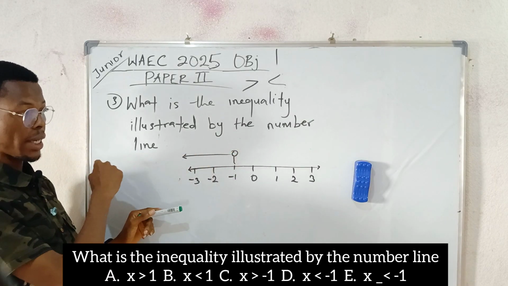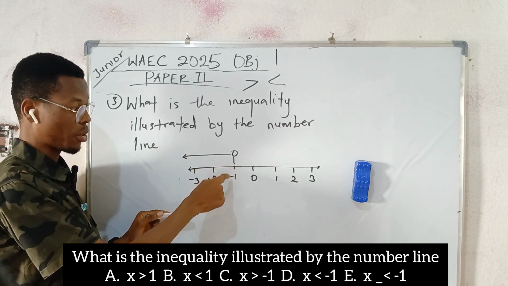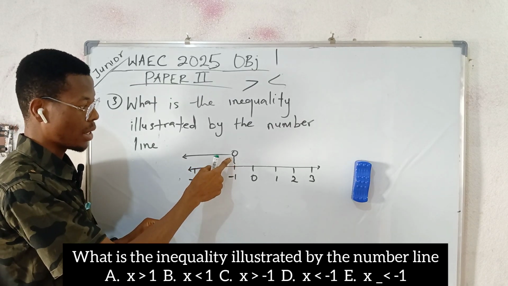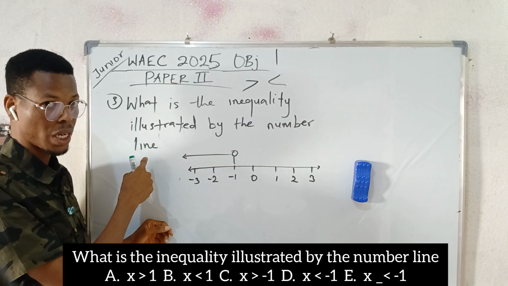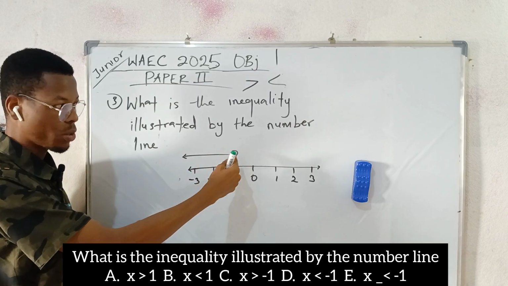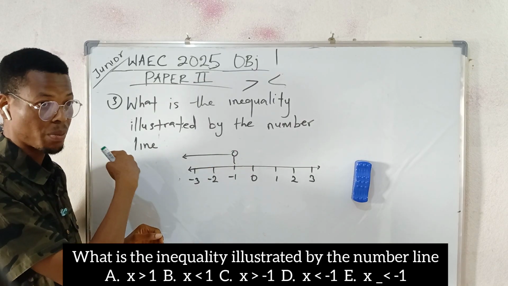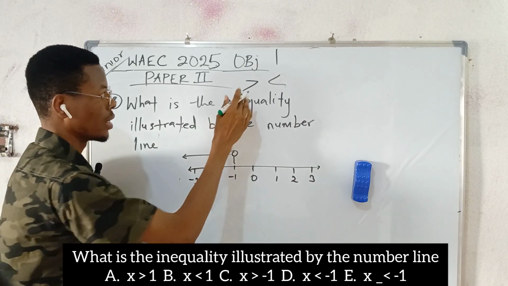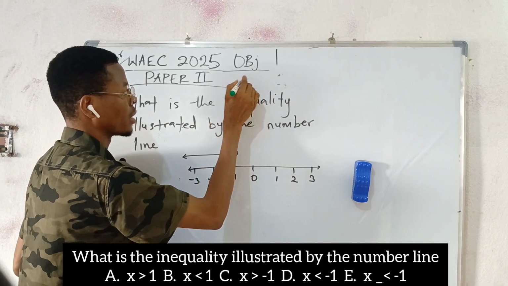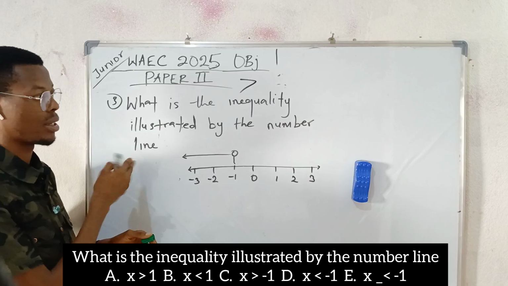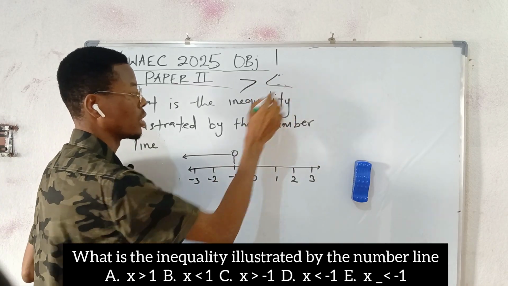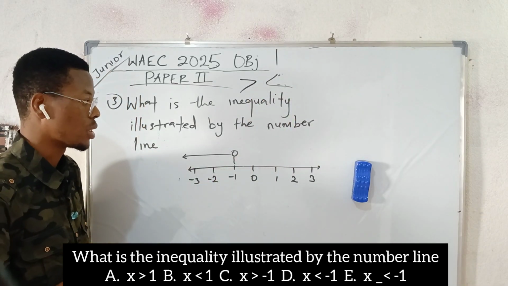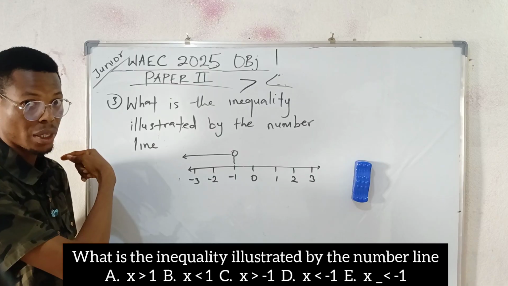The arrow extends like this, sitting at -1, and then it extends towards this direction. Now, when our arrow extends towards this direction, that means towards the greater side. So this is greater than. If it was extending the other way, that means towards less than. So it's extending towards the greater than side.